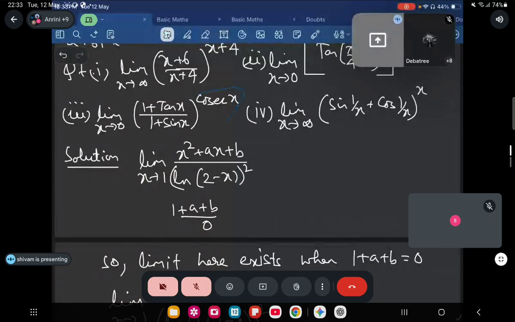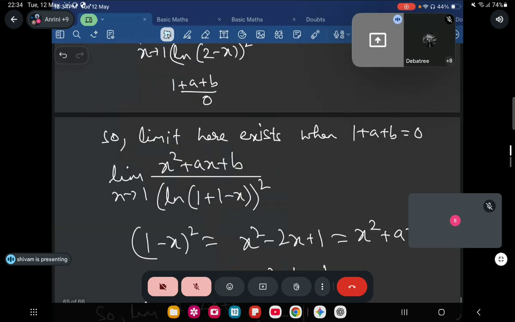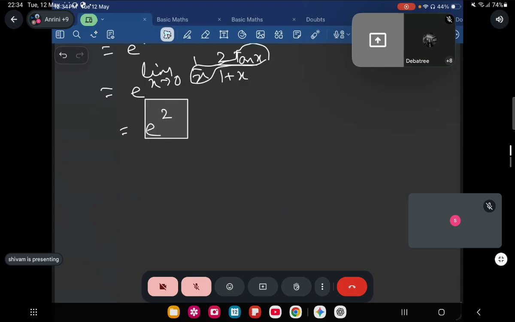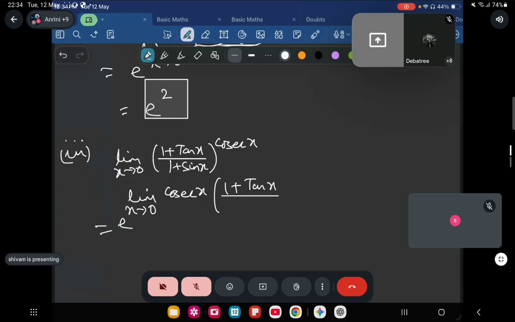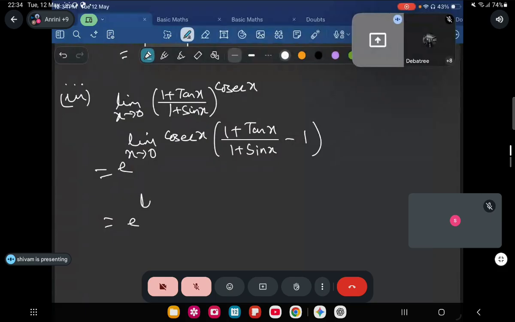Part 3 I'm solving: limit x tends to 0 of ((1 plus tan x) by (1 plus sin x)) to the power cosec x. So again, we have an indeterminate form, 1 to the power infinity form. Over here, what are we getting? e to the power limit x tends to 0 of cosec x into ((1 plus tan x) by (1 plus sin x) minus 1).